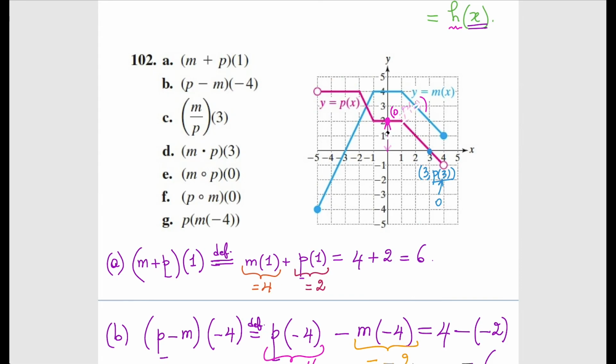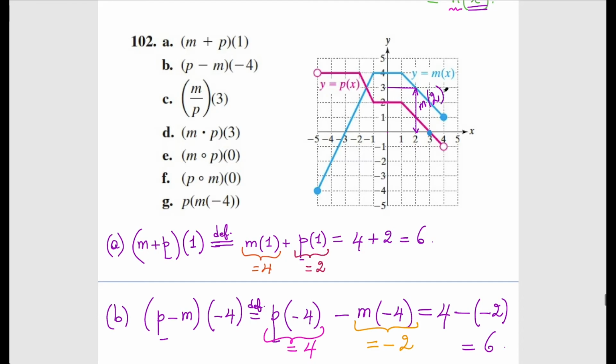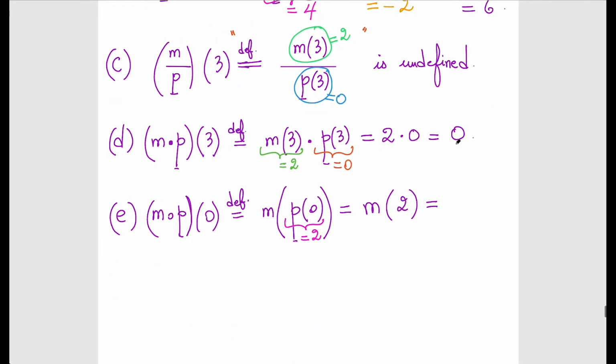So let's clean up the picture a little bit. M of 2. This is where 2 is, and this is the M function, so that's M of 2 then. Correct? This height is M of 2. And how much is this height? It's a 3, right? So that guy is 3. So M composed with P at 0 takes the value 3.